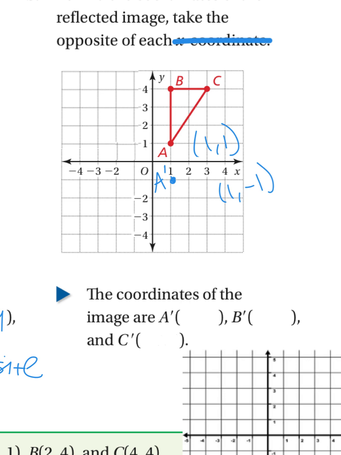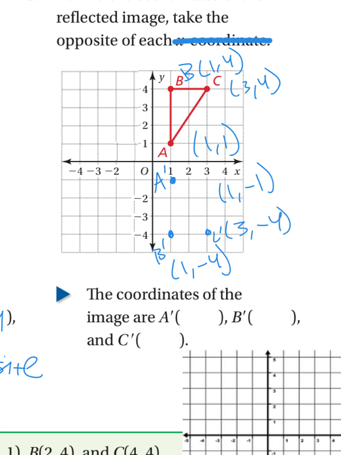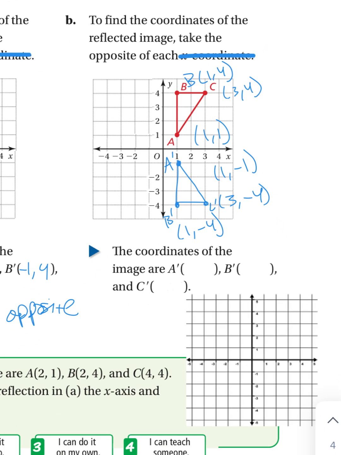And then again, if I'm reflecting over X, this B is at 1, 4. The opposite of 4 is negative 4. So my new B is going to be at 1, negative 4. Same with C. This one is at 3, 4. So my new C is going to be at 3, negative 4. And there we go. That is a reflection over the x-axis. You can write your ordered pairs down here too. 1, negative 1, 1, negative 4, and 3, negative 4.